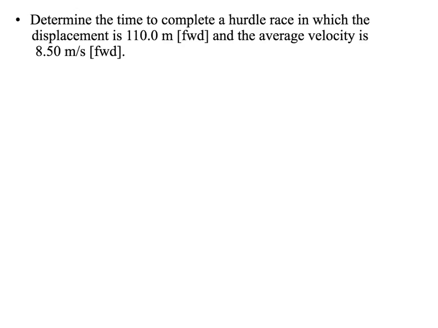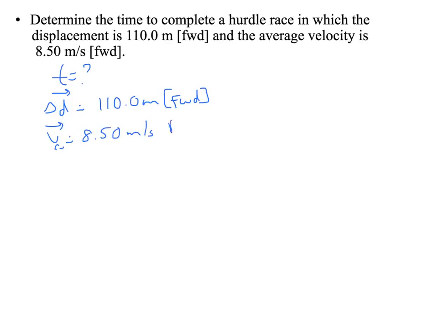Determine the time to complete a hurdle race in which the displacement is 110 meters forward and the average velocity is 8.5 meters per second forward. So we're looking for the time. We have a displacement of 110.0 meters forward, and the velocity is 8.50 meters per second forward. Very straightforward question here.